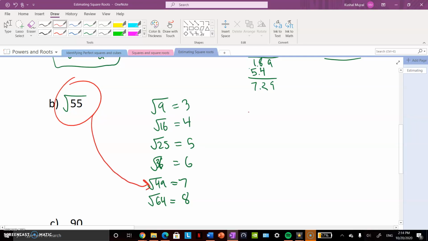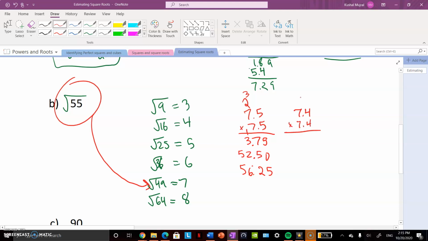So let's try 7.5. 7.5 multiplied by 7.5 is 56.25. Now that is really close to 55. Now why don't we try 7.4 just to see which one is closer, 7.4 or 7.5.